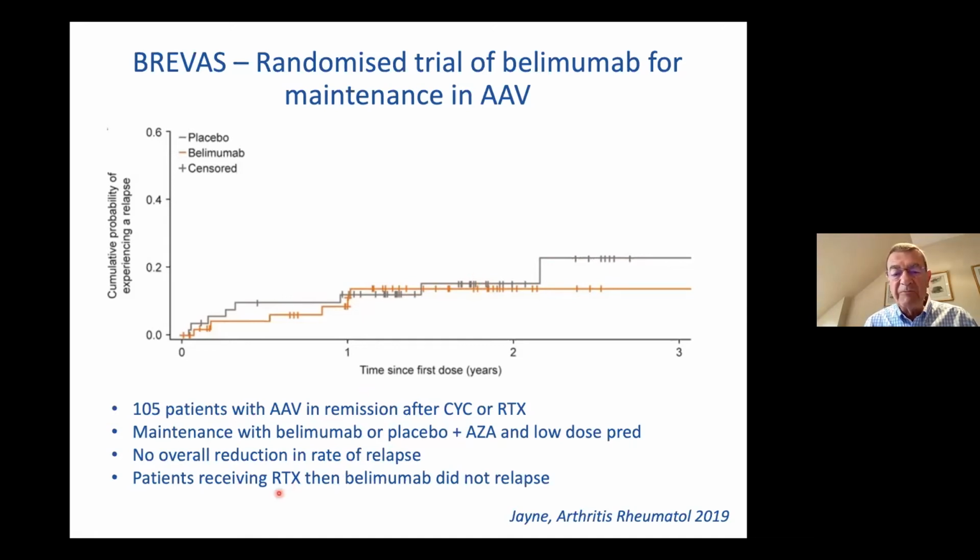However, a subgroup analysis shows that patients who started with rituximab for induction and then belimumab, none of those showed a relapse, suggesting a particular synergy perhaps between those two drugs. And it's possible that belimumab prevents the rebound in B cells sometimes seen after rituximab. And there are current studies ongoing looking at the combination of rituximab and belimumab.